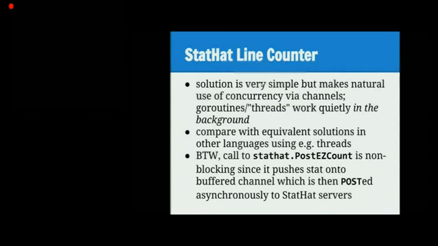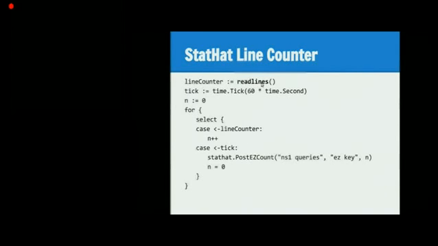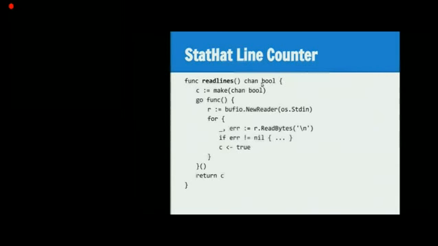So the solution is very simple, but it makes natural use of concurrency via channels. Notice that the Go routines, quote unquote threads, work in the background, so it's not explicit. Behind the tick channel, there is in fact a Go routine sitting there, but it's not explicit, it's just working there for you. The same thing with read lines. The fact that it kicks off a separate Go routine is almost an implementation detail.